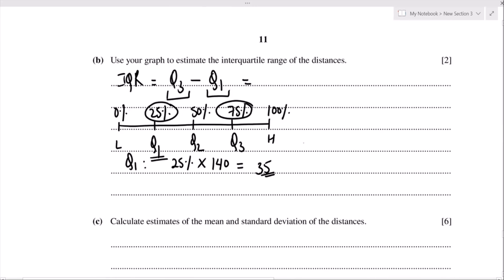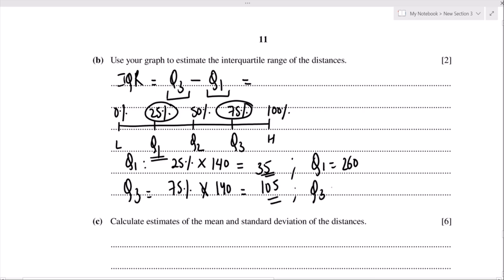So the value of lower quartile Q1 is going to be 260. Let's repeat the same process for the upper quartile. That's going to be 75% of the total value of 140, which is 105. So that's the cumulative frequency. We need to figure out the corresponding distance.